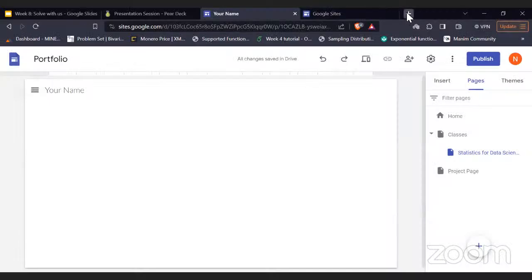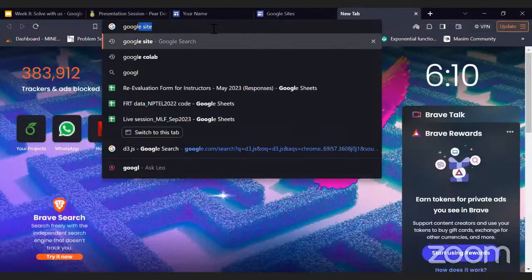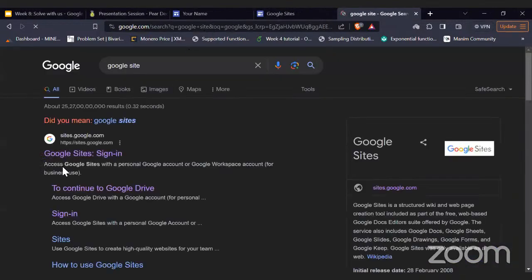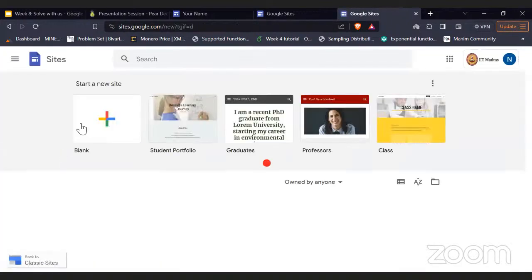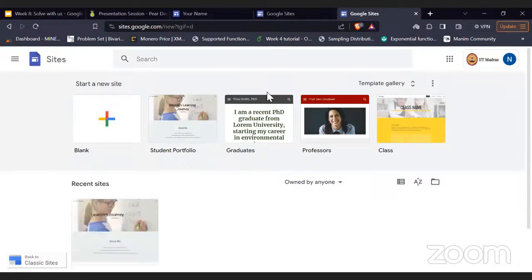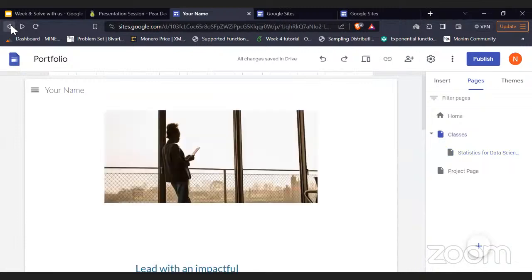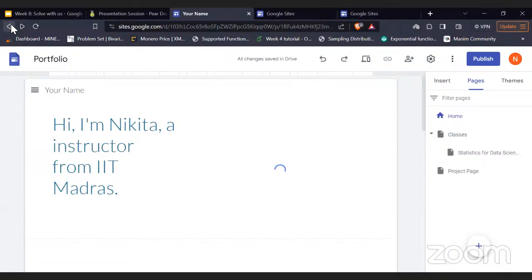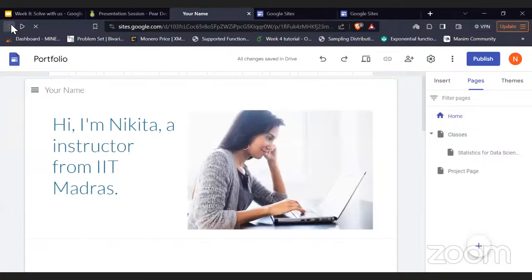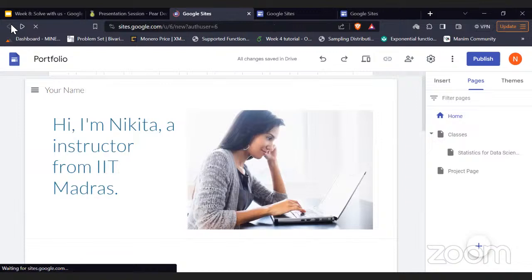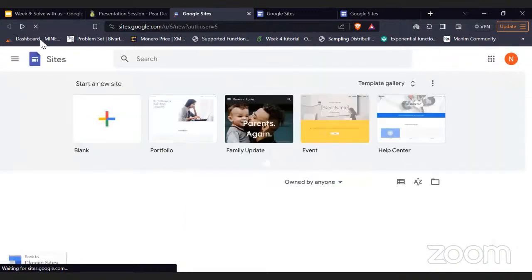So okay, you have to go to the Google site. Then you sign in using your personal email ID. This is the one I have used. So this is my personal email ID.